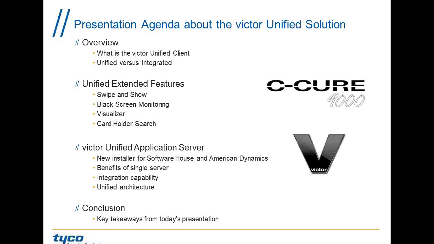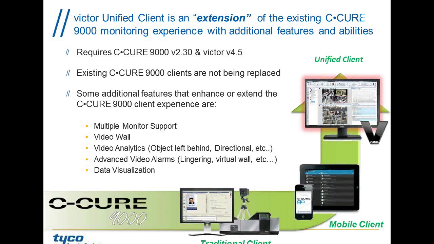So we'll spend a little bit of time to discuss that, and then I'm going to transition the presentation over to Jeff Hobbs, who's going to walk you through some of the feature sets of the Victor Unified Client and talk about the benefits of having those over just your standard Secure 9000. And then we'll come back and look at the back end of the whole solution with the unified server and what that means and what it looks like, and then wrap up at the end here with a few key takeaways and what we feel are hopefully the messages that you're going to get from today's webinar.